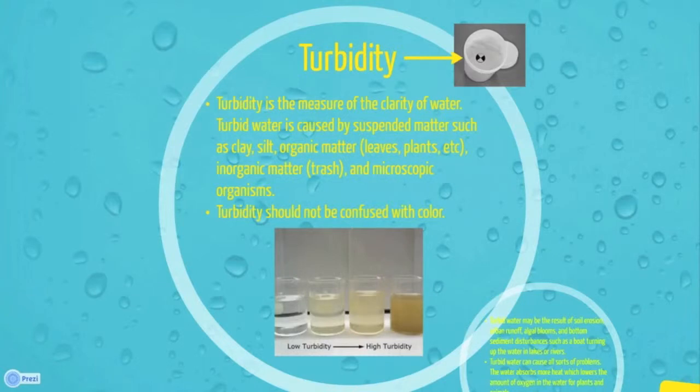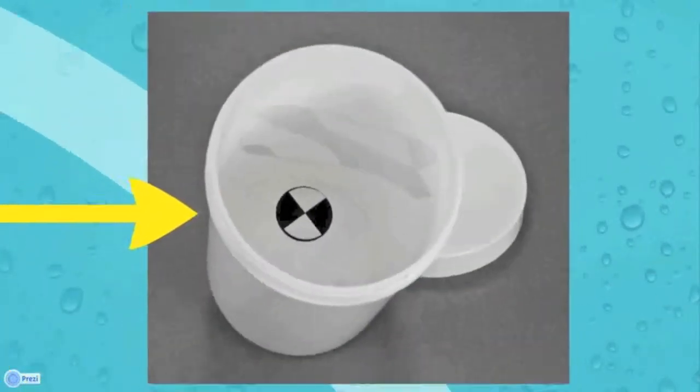Now we'll tell you about turbidity and why it's important. Turbidity is a measure of clarity of water. Turbid water is caused by suspended matter such as clay, silt, organic matter, inorganic matter, and microscopic organisms. Turbidity should not be confused with color. Here's the Secchi disc.